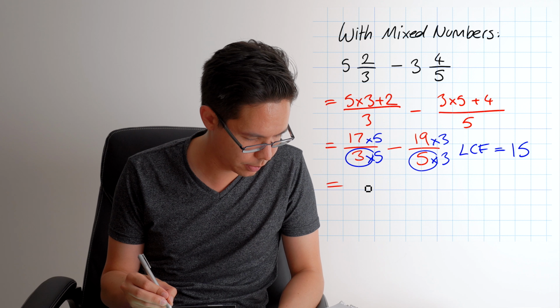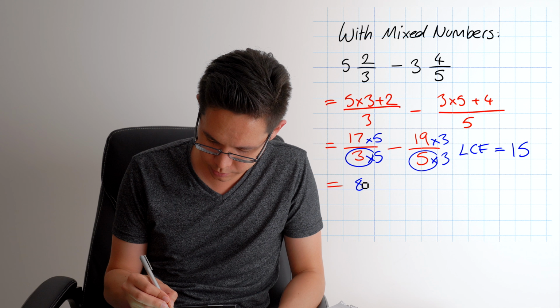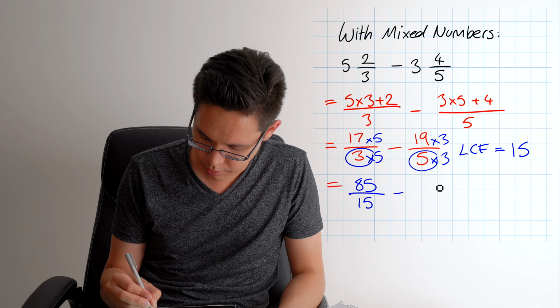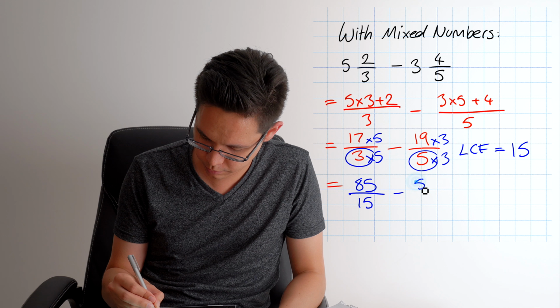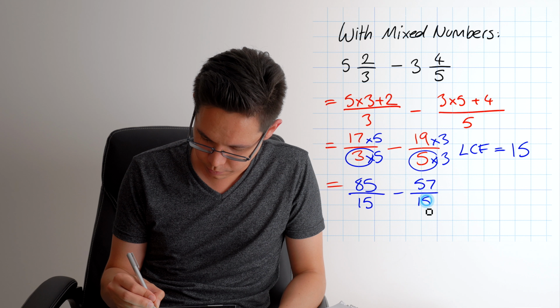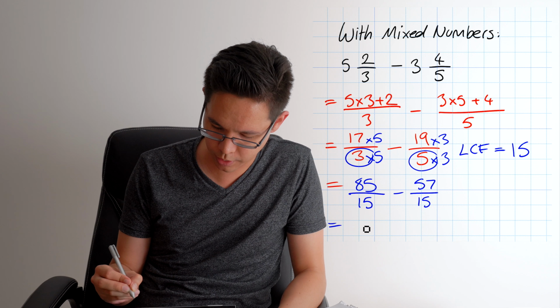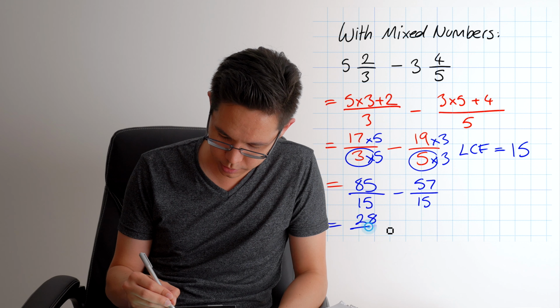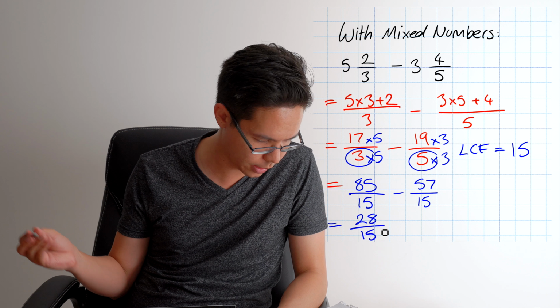So 17 times 5, I think I get 85. I did the math before. And 19 times 3 becomes 57, over 15. Smash them together: 85 take 57. I get 28 over 15 as my answer.